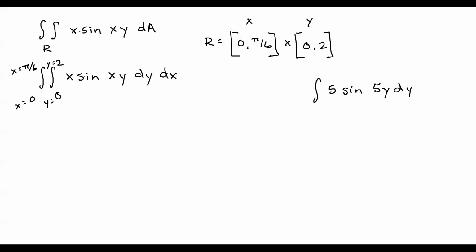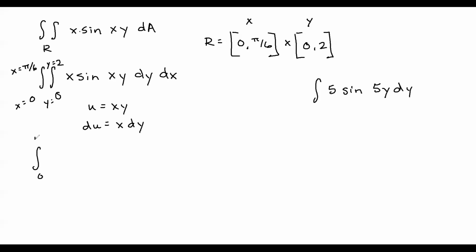Okay, and now to go through and do the integration, just like if we were going to do this problem here, we have to set u equal to 5y. So of course it's not 5, it's x. So we want to set u equal to xy. And then if we take the derivative of both sides with respect to y, we would get du equals x dy. All right, so that's our substitution.